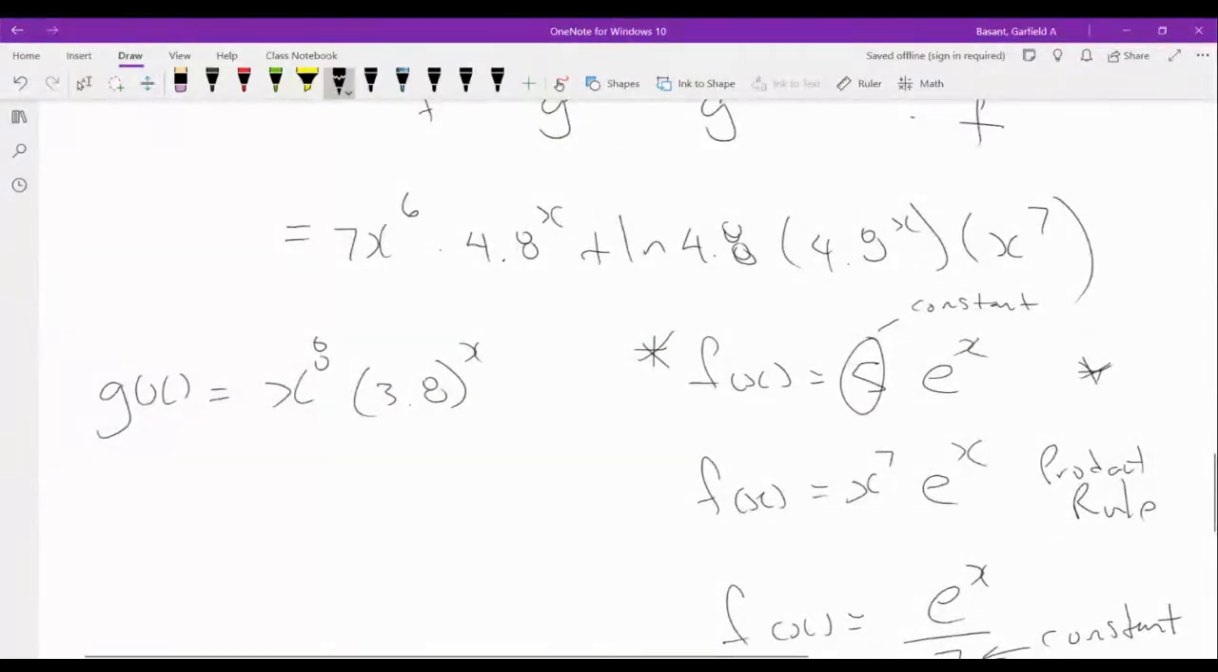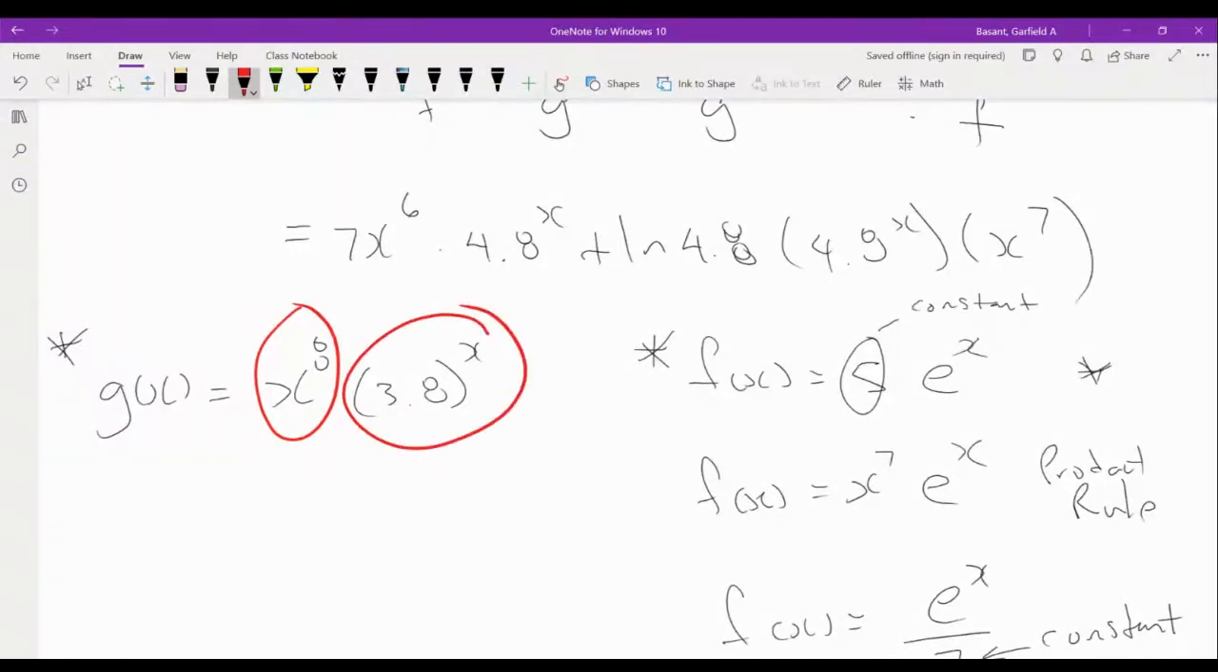So let's go back to this g of x problem right here. Is this a product rule problem? Right, so this is a product rule. We have x to the 8th, which is a function, times an exponential function. So this is a product rule problem.